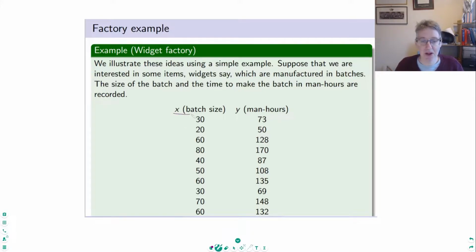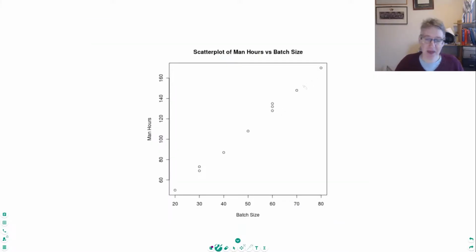Okay, so let's look at the batch size here. This is the size of the things we need to make, the batch size, and Y is the amount of time in man hours, person hours, that it takes to make these widgets. Totally made up data just to have a fairly easy example to start with. Of course, we could plot this. We all know how to plot this. This is something we've probably done in other software, or by hand.